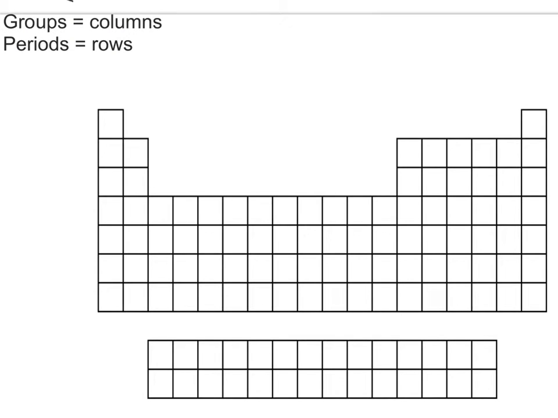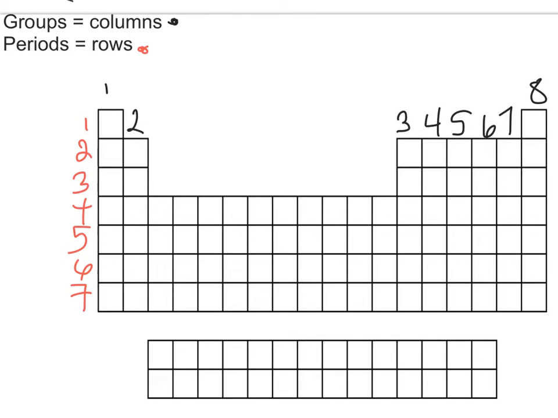Our groups, which are the columns, we can number 1, 2, we skip the D block, 3, 4, 5, 6, 7, 8. We put those in black. Our periods, which are the rows, they go down just like our energy levels do for Bohr diagrams. So row 1, 2, 3, 4, 5, 6, and 7.